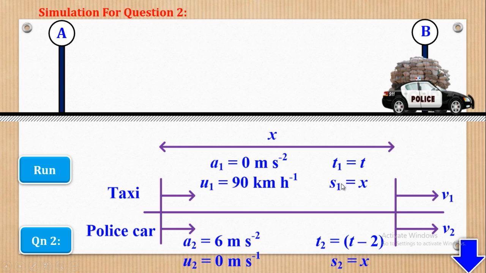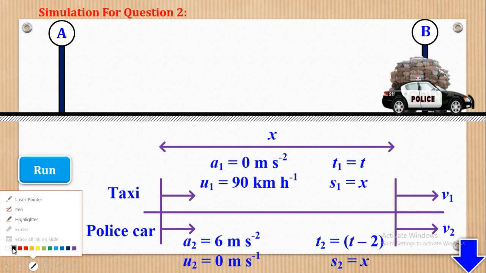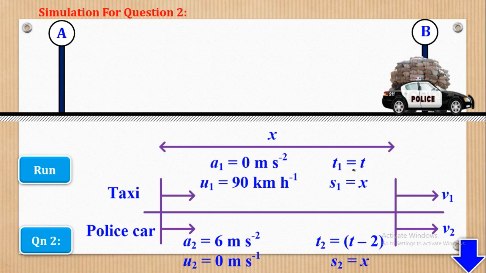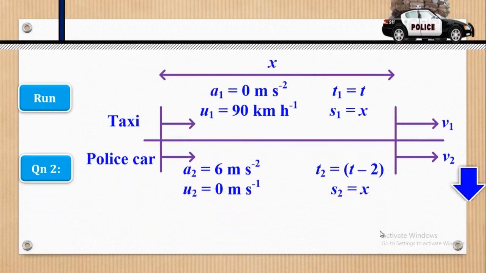So both cover the same distance, but the time taken will be different. That is why you say that if the taxi takes t seconds, it implies that the police car will take t minus 2. So note that the police car takes 2 seconds less. Most students fail to see that. So now that we have drawn a simulation and come up with a sketch, the next thing is to answer the questions that were asked.